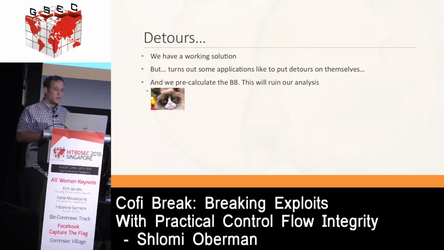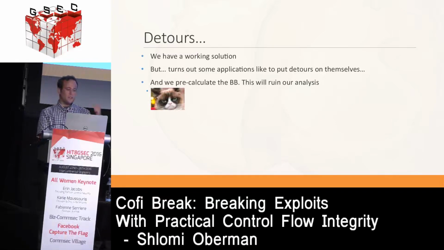Unfortunately, it turns out that quite a lot of applications like to put detours on themselves, either because of functionality enhancements, sandboxing, or other reasons. We can see this in Office because of functionality called AppV, app virtualization, or in Adobe because of sandboxing mechanisms. So since we pre-calculate the basic blocks, this will ruin our analysis, okay?